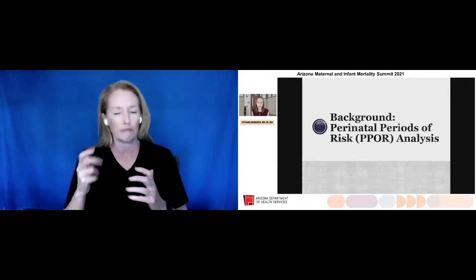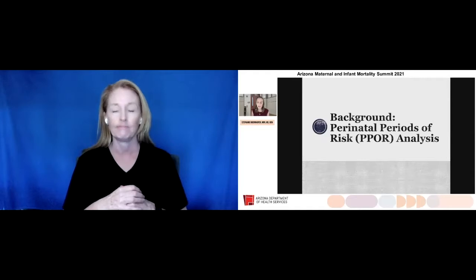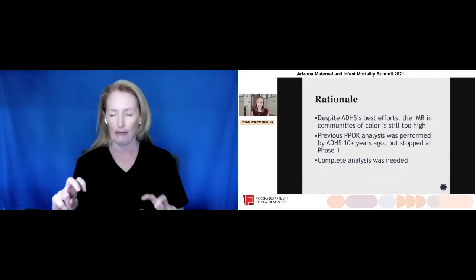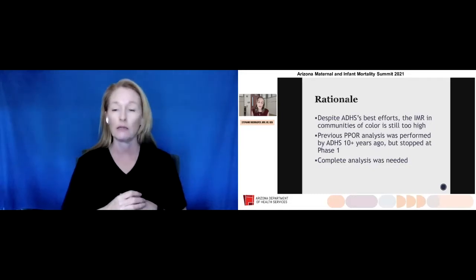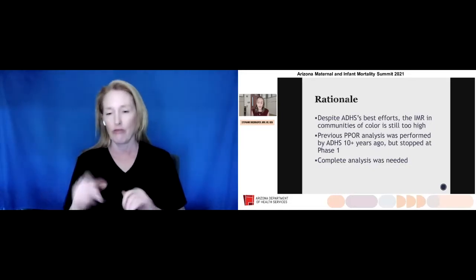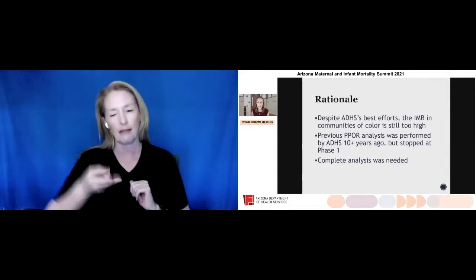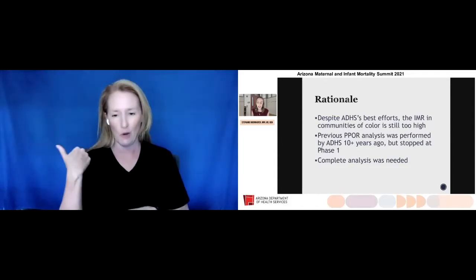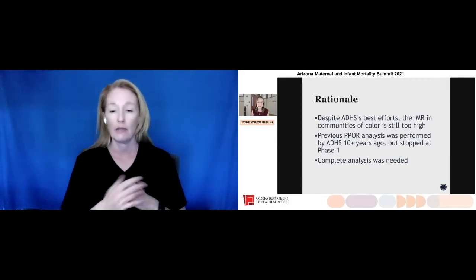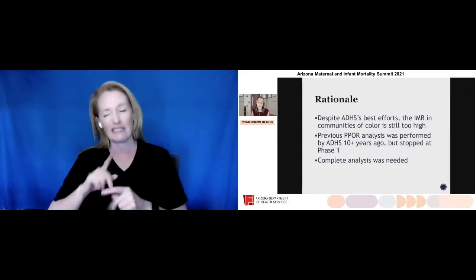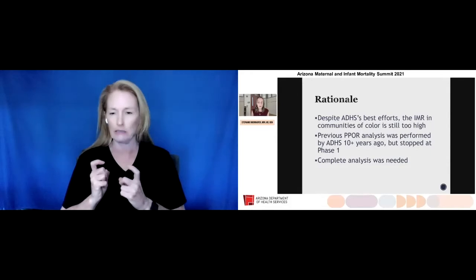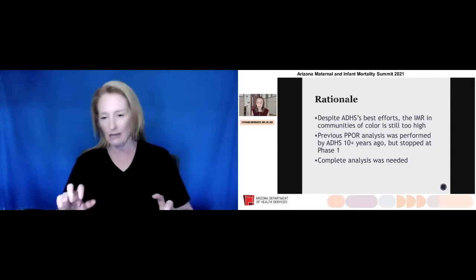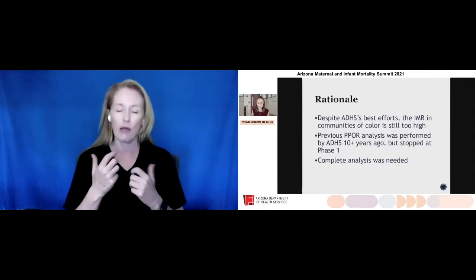So now that I have you thinking about mortality rates, let's discuss what a perinatal periods of risk analysis is and why we decided to perform this analysis. So despite the agency's best efforts, the infant mortality rate in communities of color in Arizona have remained high. And a previous perinatal periods of risk analysis was done by the agency over a decade ago, but it stopped at phase 1. And there are 2 phases to this analysis, where arguably the second phase is actually the most important because it gives us actionable items to reduce fetal infant deaths. So therefore, we decided to fully conduct this analysis and see it through because we needed to identify modifiable risk factors for our most impacted communities. So that's where this analysis came in.